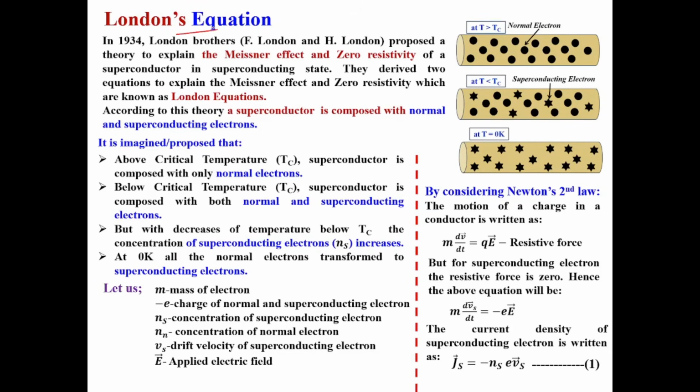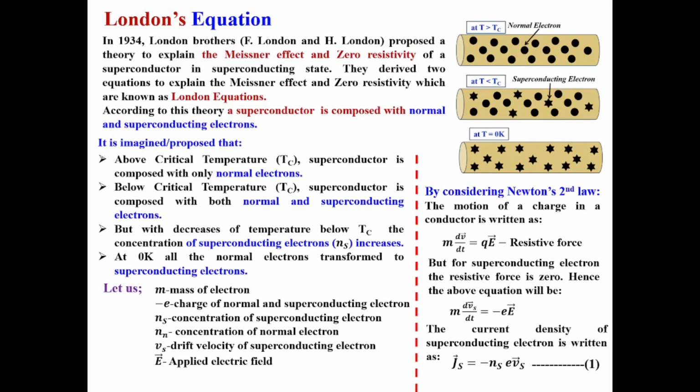Let us start. In 1934, the London brothers, F. London and H. London, proposed a theory to explain both the Meissner effect and zero resistivity of a superconductor which is in the superconducting state. They derived two famous equations to explain Meissner's effect and zero resistivity, which are known as London equations. According to this theory, a superconductor is composed of normal and superconducting electrons.